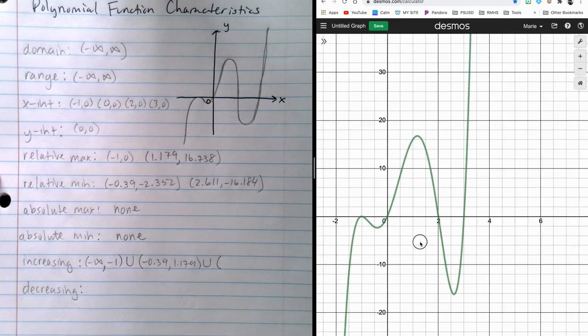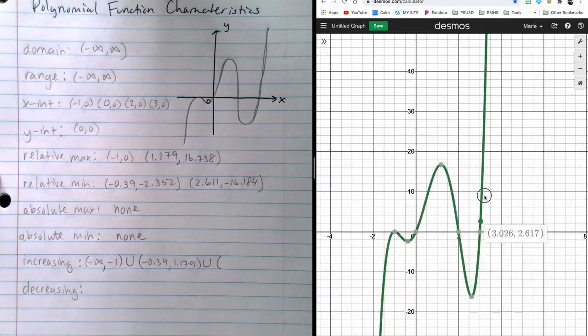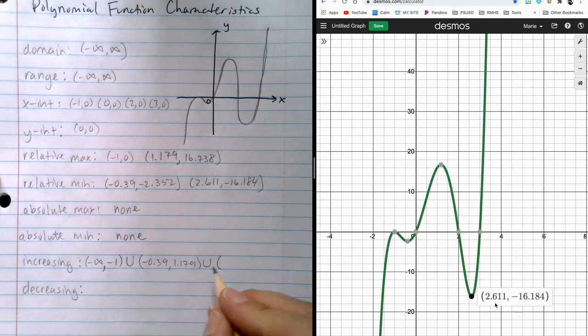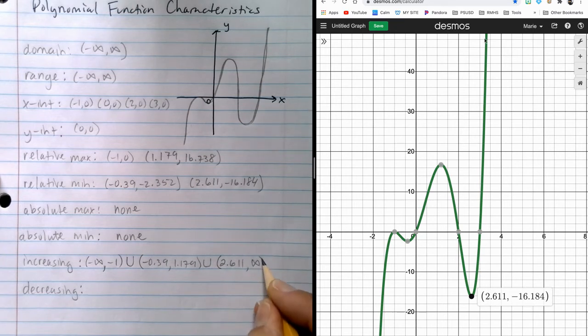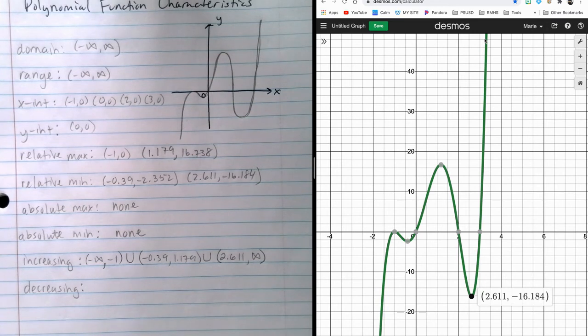The next time it increases is this piece right here. So when does that piece begin? 2.611, and it continues, because of this direction, it's going to continue to positive infinity. So there's our intervals of increasing.